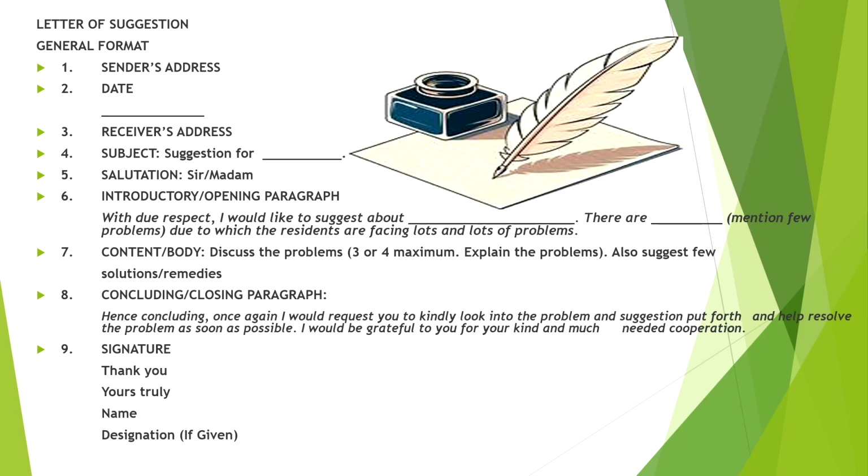The introductory paragraph is the same for all letters of suggestion. Here we will start with: with due respect, I would like to suggest about whatever topic is given in the question. Then mention the problems due to which the residents are facing lots of problems. Then in the content or body, discuss the problem and suggest the measures, how to improve the conditions. And the concluding paragraph will be: hence concluding once again, I would request you to kindly look into the problem and suggestions put forth and help solve the problem as soon as possible. I would be grateful to you for your kind and much needed cooperation. The signature again will have thank you, yours truly, name and designation.